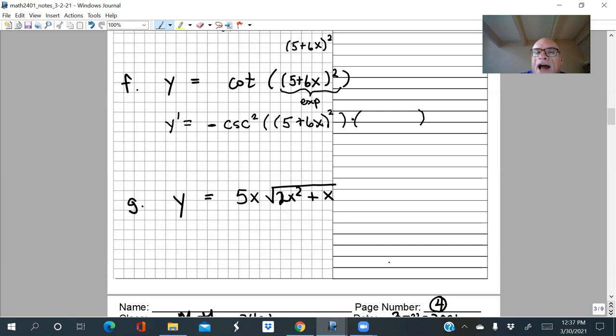Okay, so how would we find the derivative of 5 plus 6x squared? That's a power, right? Okay, there's no trig function here, but this is a power. So how do we go about finding the derivative of this power? Can someone tell me how to start there? So whenever you're finding the derivative of a power, what do you do?